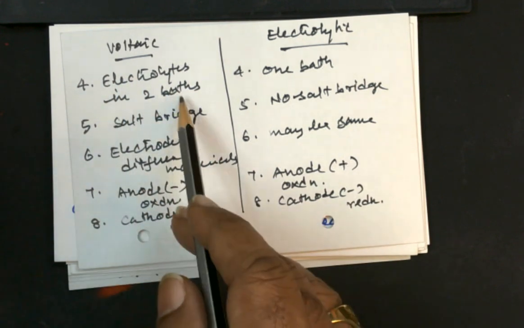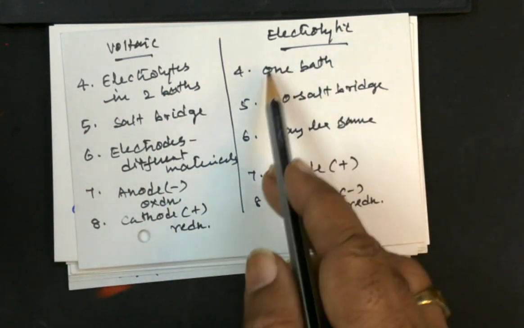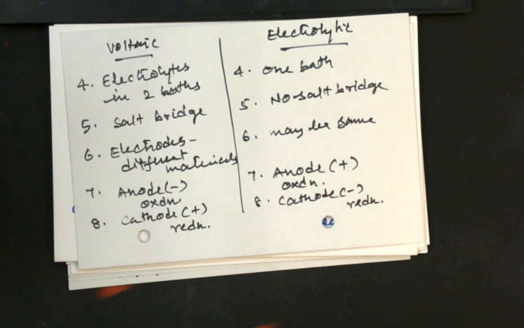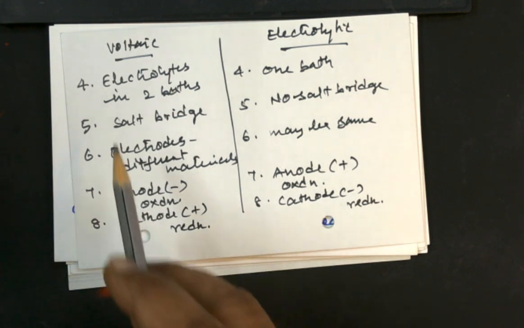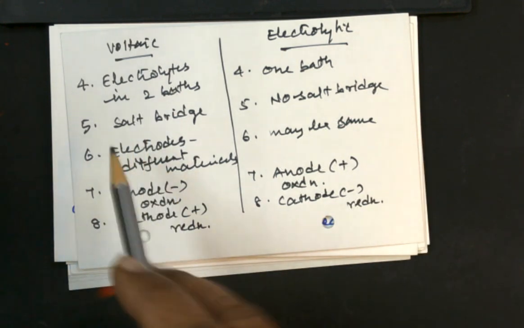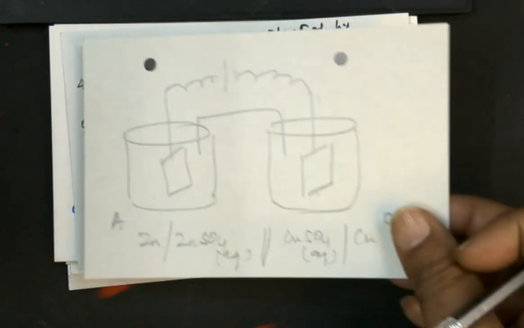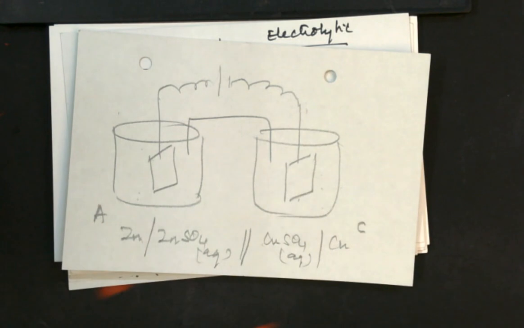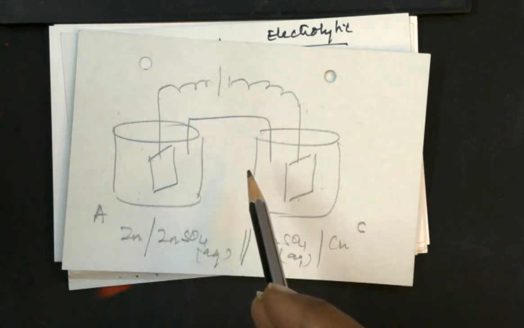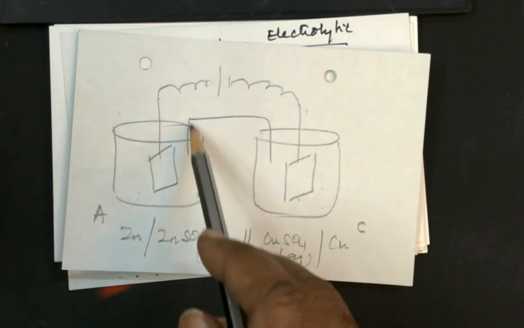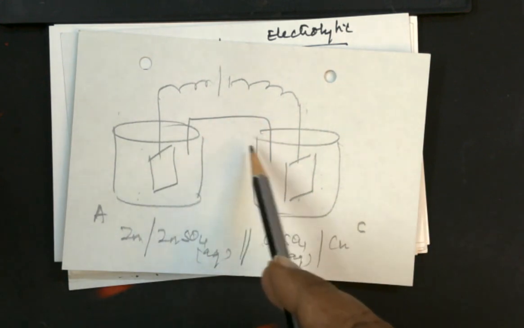So in voltaic cells electrolytes are kept in 2 baths, whereas in the case of electrolytic cell, you have got only one bath where both electrodes are kept in one beaker. Do you understand this? And the salt bridge, as I already mentioned: if the electrolytes are present in 2 different containers, they have to be properly bridged, and that is why we introduce the salt bridge. And this U-type tube where agar-agar KCl is kept is called salt bridge, okay, right?